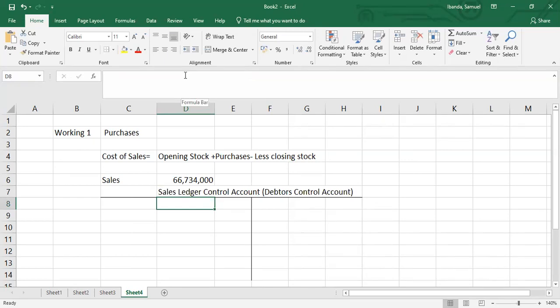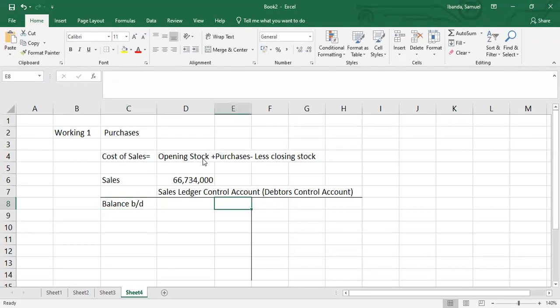It is basically controlling our debtors balances. And you know that debtors come into place because of sales, okay? So that is why they share the name. Now, just like the way we do for debtors, the sales ledger control account also has a balance brought down, and that balance brought down is on the debit side because this is a debtors control account and debtors have a normal debit balance. So balance brought down is supposed to be on the debit side.